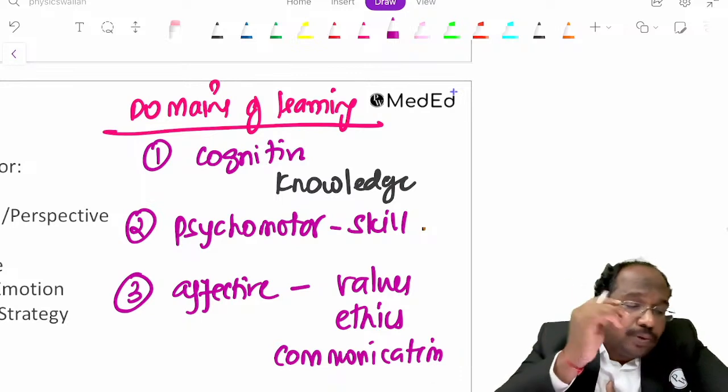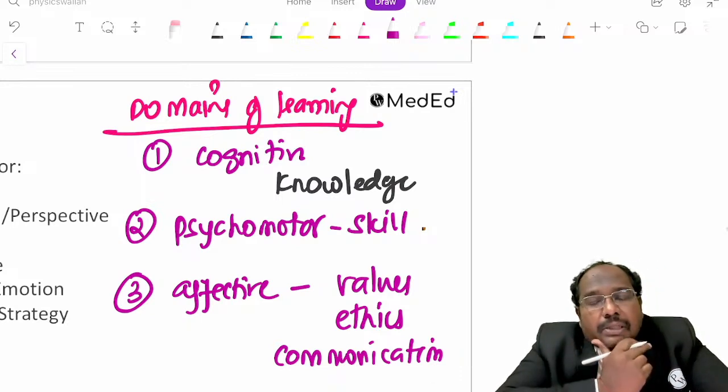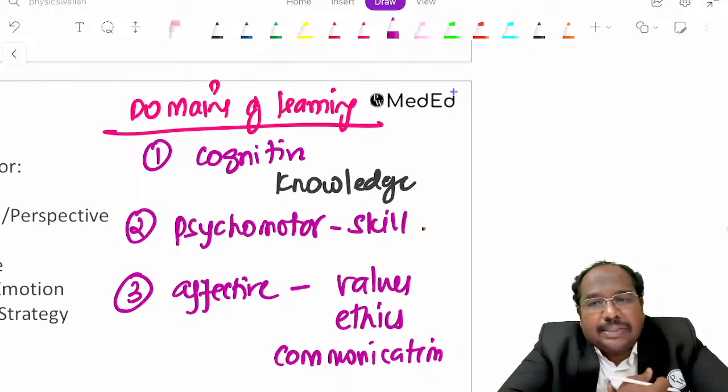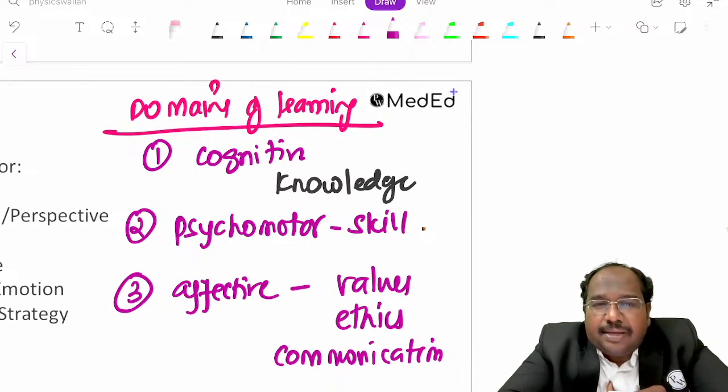Suppose we have a student, and I am taking a lecture. At the end of the lecture, I am asking, tell me 5 causes of hepatosplenomegaly in India. If I ask this question, what domain am I checking? Yes, I'm checking the cognitive domain, knowledge.